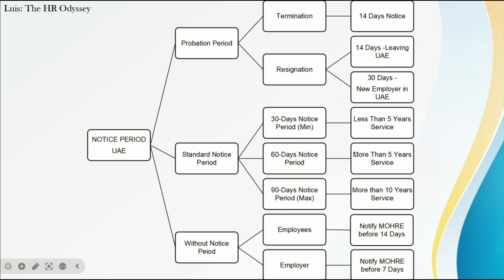Without notice, there are two cases. Employees can leave the company without notice, and the employer can also terminate the employee without notice. If the employee is leaving the company without notice, in that case the employee is supposed to notify the MOHRE, Ministry of Labor Department. They're supposed to call them, inform them, and mention the reason. In the employer's case also, the employer can notify MOHRE 7 days before and take the approval. Then they can terminate the employee without notice.